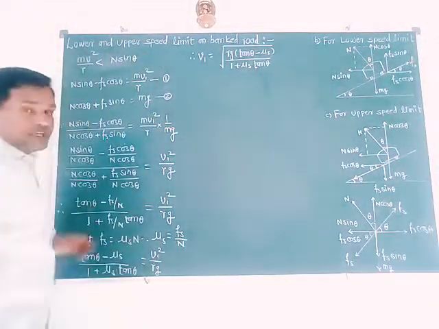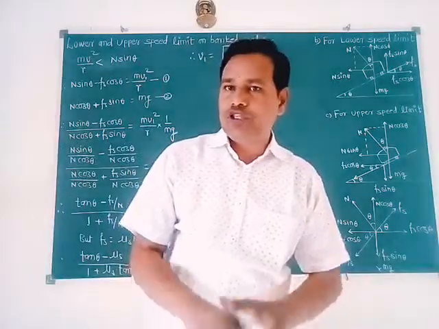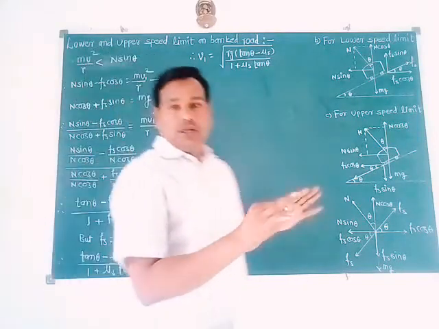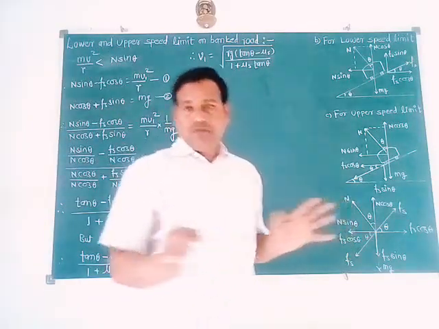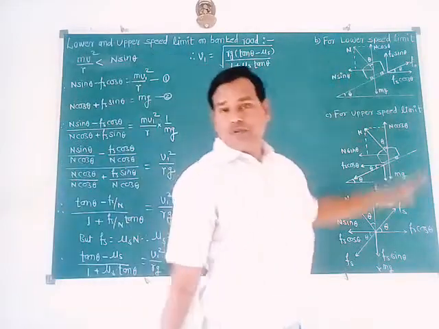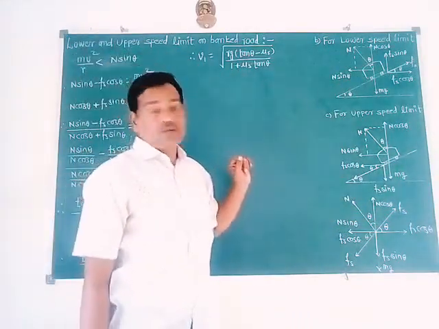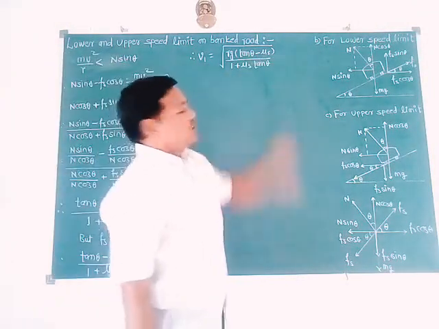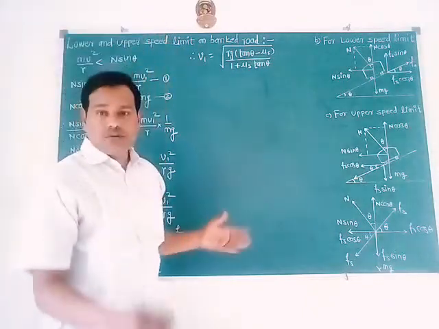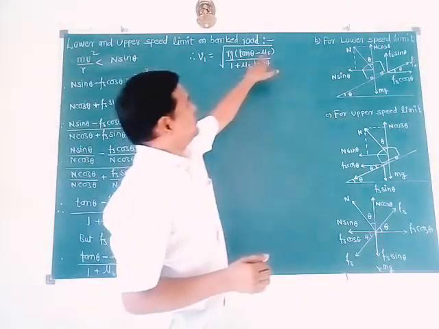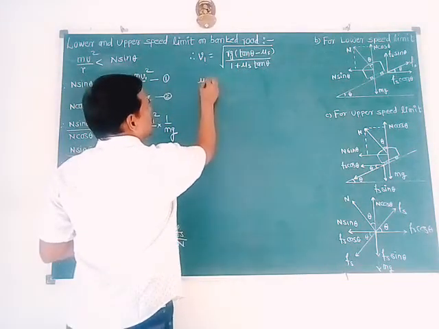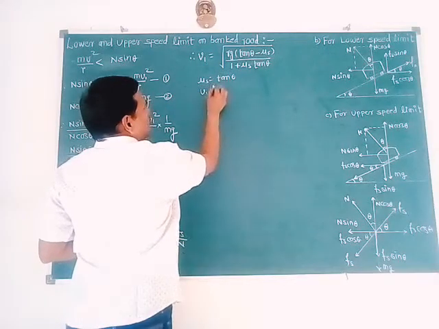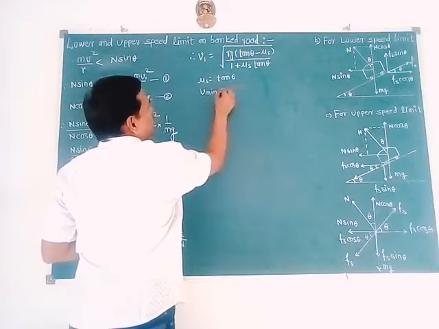For the safe speed limit, we consider that force of friction is negligible, but the lower speed limit and upper speed limit cannot be considered without the role of force of friction. So here we use the role of force of friction and obtain the relation for minimum speed limit. If here coefficient of static friction is equal to tan of theta, if you put here mu s is equal to tan of theta, then this V1, its minimum becomes 0.